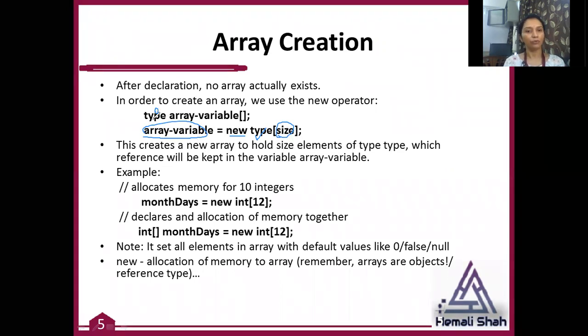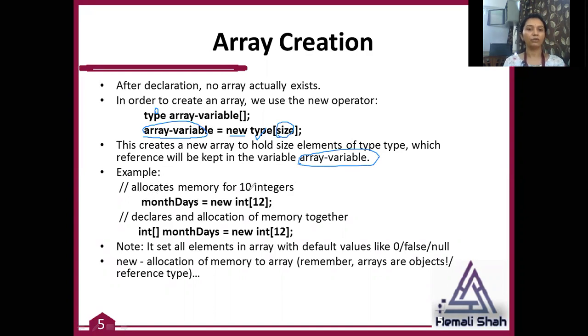That means the type decides what type of data you want to store, and the reference will be kept in the array variable. The name of the variable is array variable here. So all the elements will be referred to by the array variable, right? Array variable is the name of the variable. That's why I have written array variable over here.